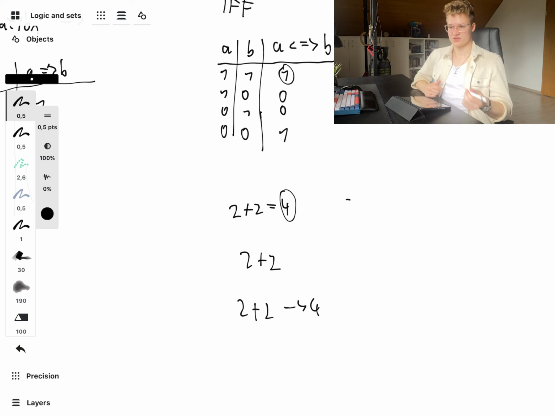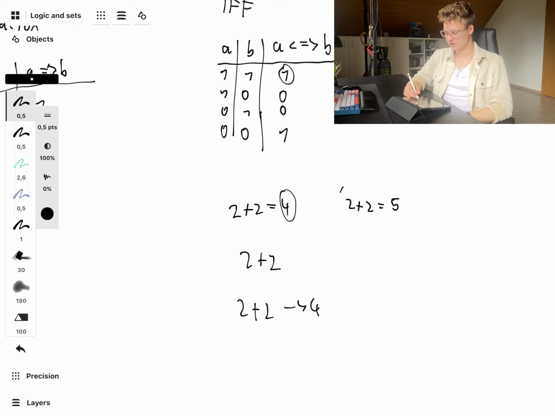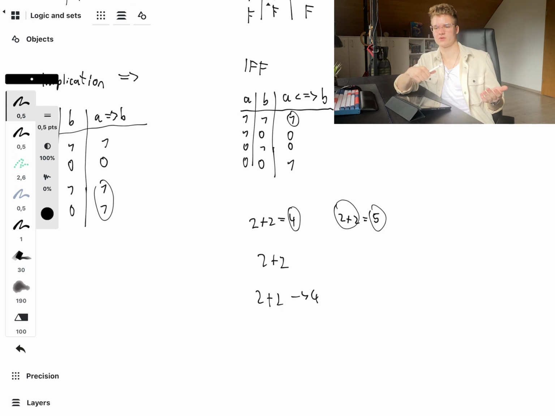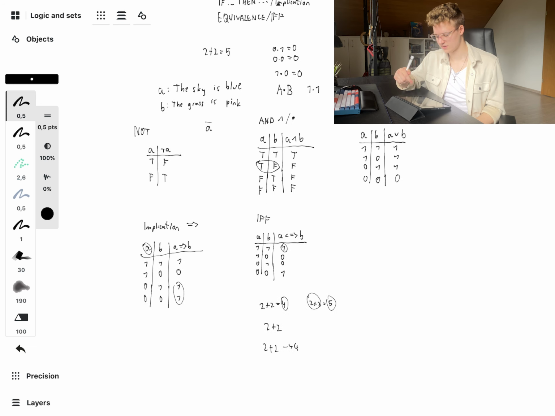Now, what does this mean? If they, for example, weren't equivalent, so 2 plus 2 equals 5, these two cannot be equivalent because you can't replace 5 with 2 plus 2. It just does not work. Okay? So that's how equivalence works. And these are just the 5 operations that we have and their logic statements.